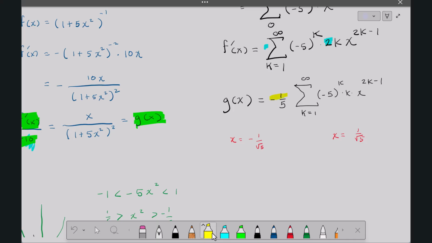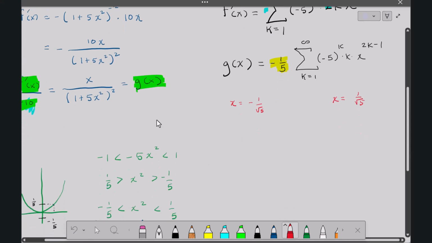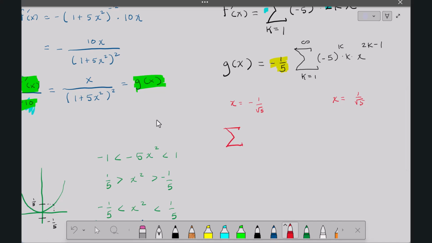This multiplication by a constant does not change convergence, so it suffices to ignore it. We don't need to consider that constant multiplier. The series over here, we don't really care where it starts, that doesn't affect convergence either. So we don't even need to put a subscript for the k. So I'm going to now pull that minus sign out: negative 1 to the k, 5 to the k, k, and then x is going to be negative 1 over root 5 raised to the 2k minus 1.